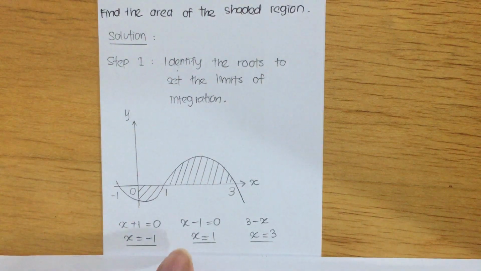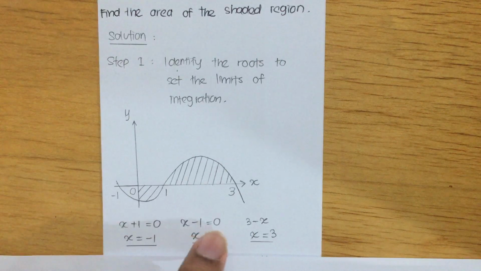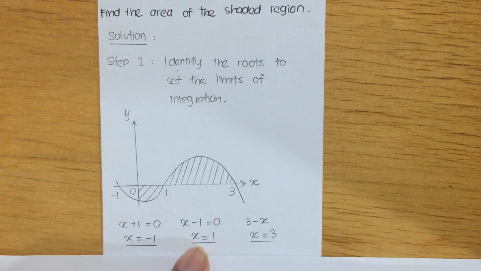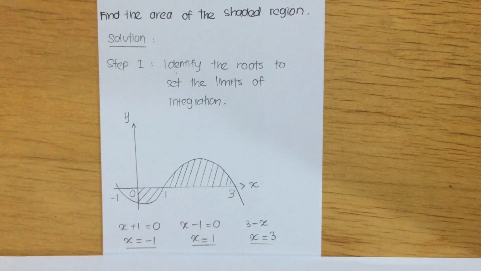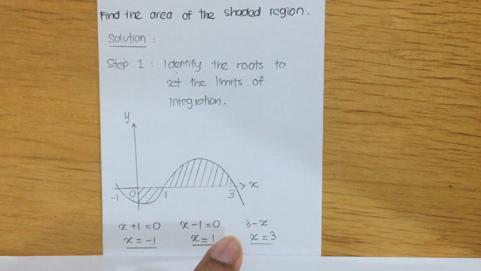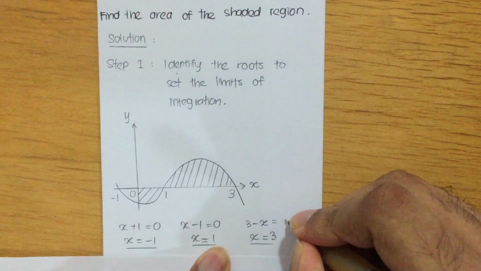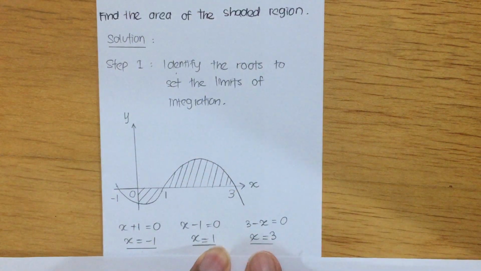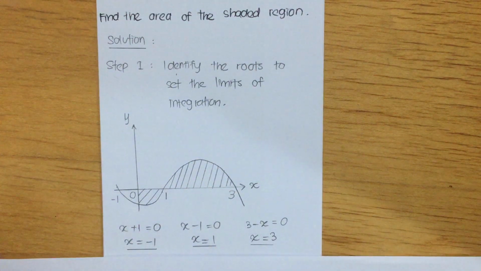So continue for the second root, x minus 1 equals 0. And then we will get our x equals 1. So this will be our second root. And then our third root, 3 minus x equals 0. And then you should be getting your x equals 3. So this is your third root.